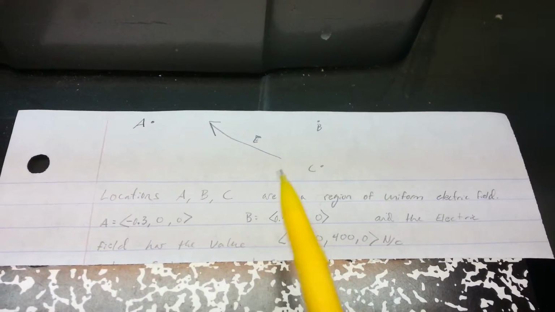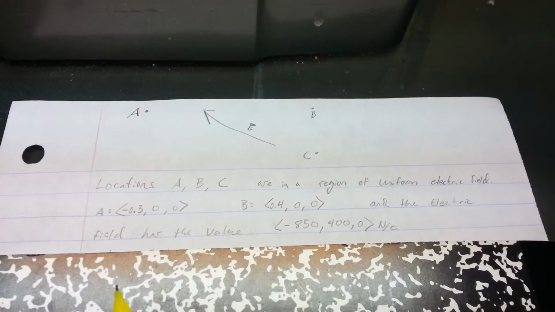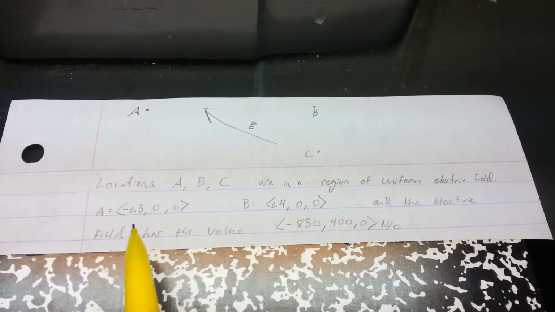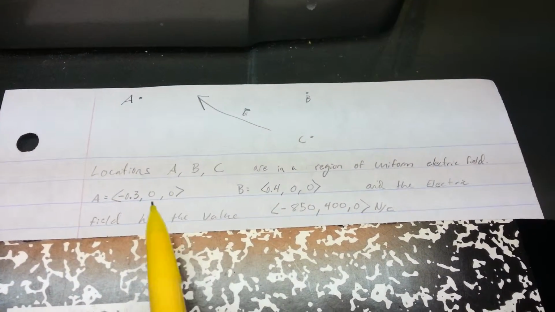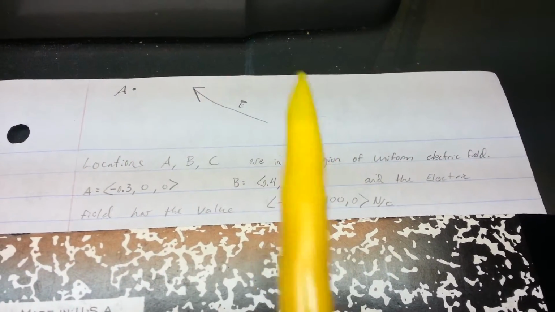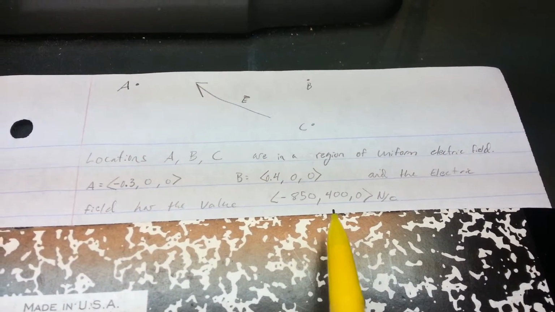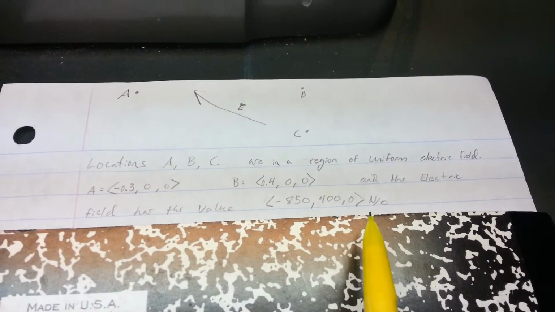Alright, locations A, B, and C are in a region of uniform electric field. A is located at (-0.3, 0, 0). B is at (0.4, 0, 0). And the electric field has the value of (-850, 400, 0) newtons per coulomb.